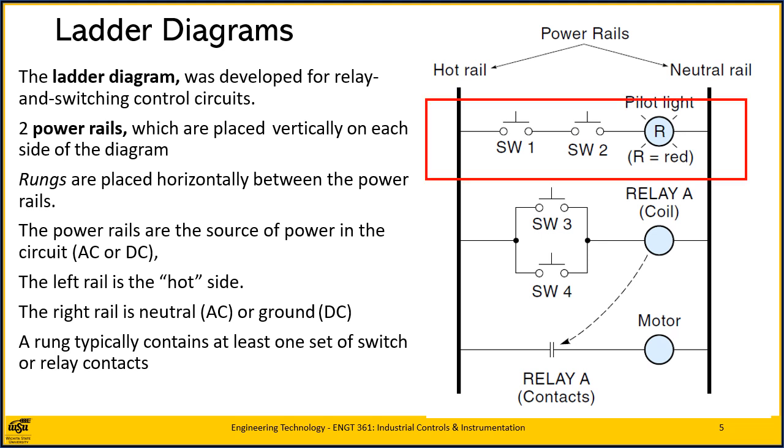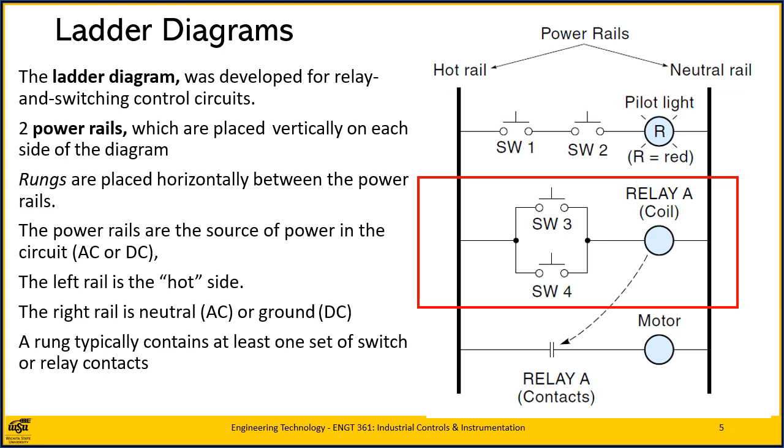For example, the top rung, shown here, contains two switches and a pilot light in series. For the rung to become active, both switches must close, which will then apply voltage to the light. The middle rung has two switches in parallel, so only one of those switches must be closed to make the rung active. The load in this rung is a relay coil, relay A.